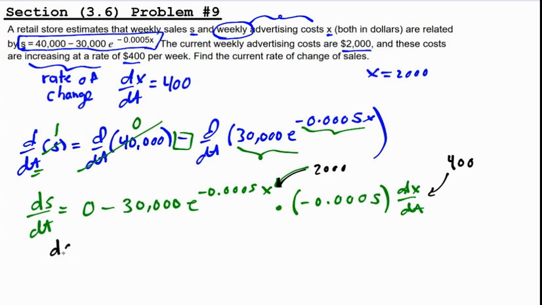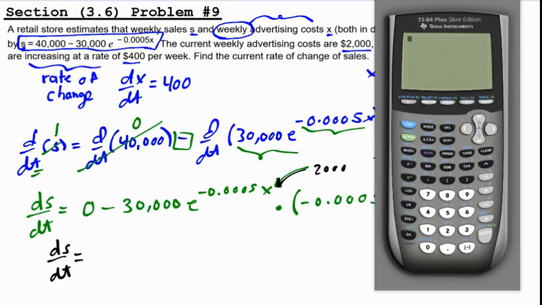So we can say that ds dt is equal to, and we're going to say negative 30,000 times e to the negative 0.0005 times 2,000.